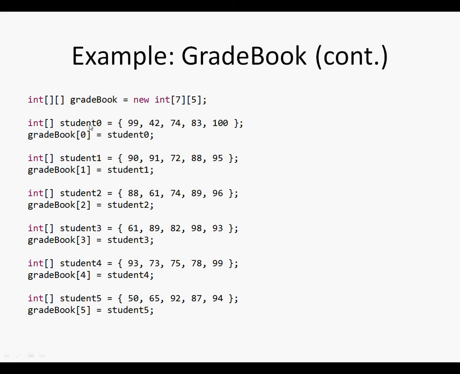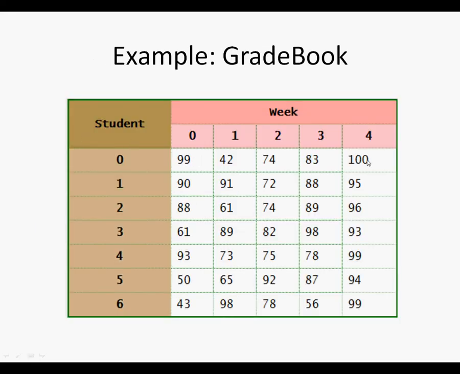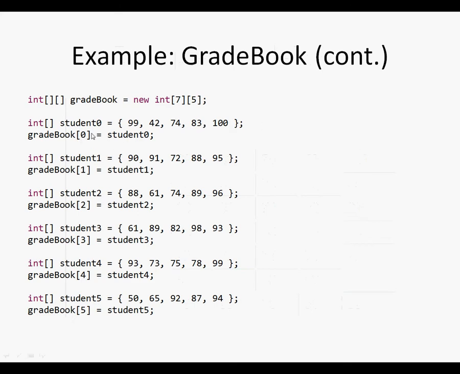So let's say we know all the grades of student 0. These are student zero's 5 grades. So let's just create an array called student zero that holds these 5 integers. And then let's store that array at gradebook position 0. So gradebook position 0 is this. It's the 0th row. That sounds funny, the 0th row. And that is an array with 5 values. So I'm going to say at the 0th row of gradebook, store this array.